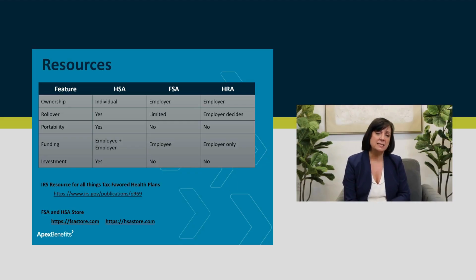There are some guidelines and some resources out on the internet. The IRS website has all things tax favored health plans. If you go to that publication, P969, it will list out chapter after chapter of things that you can do, things that you can't do, and some guidelines that are set within the health savings account or any of the other tax favored plans. The FSA and HSA store is a great resource.